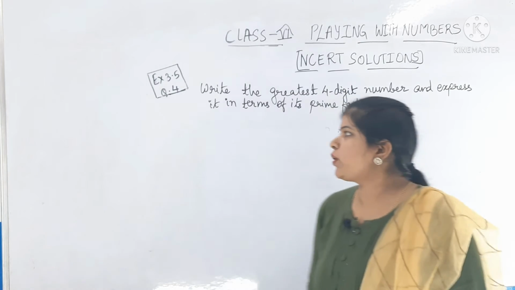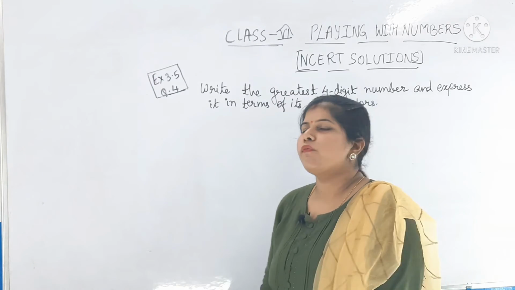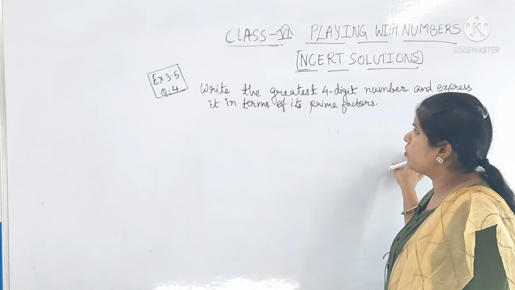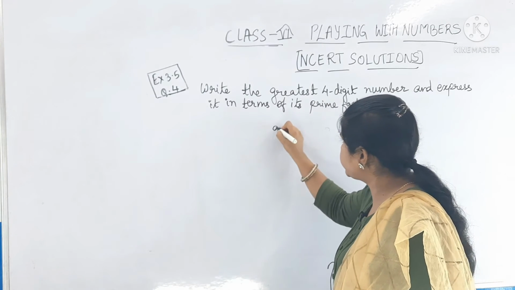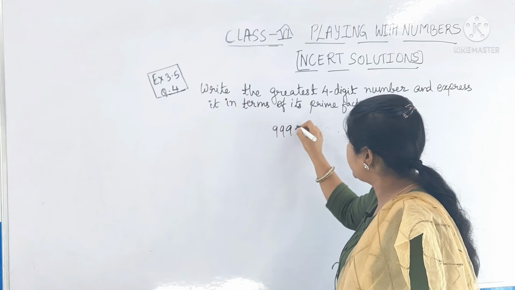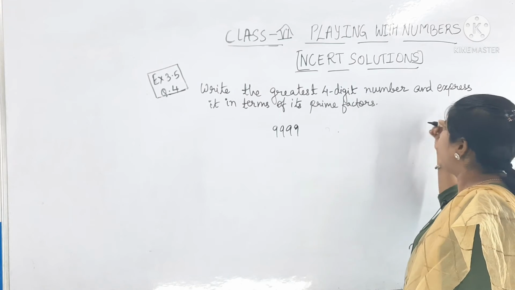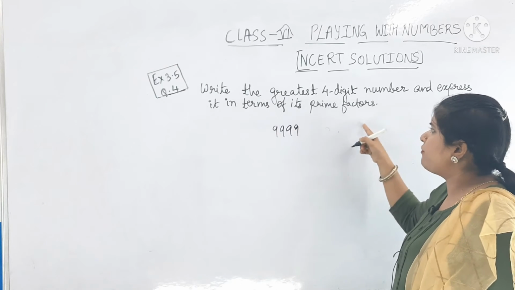Okay students, let's see question number 4 here. What is question number 4? Write the greatest 4-digit number. Okay, so the greatest 4-digit number is 9999, four 9s. That is the greatest number, and express it in terms of its prime factors.